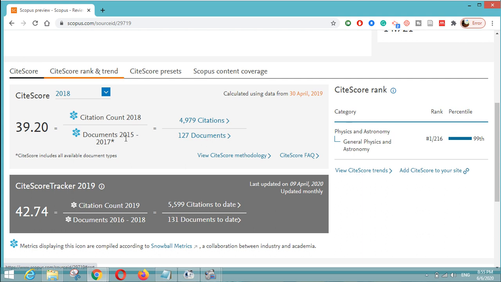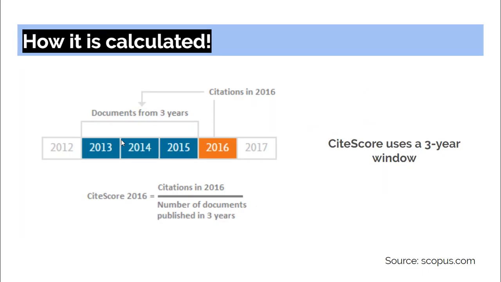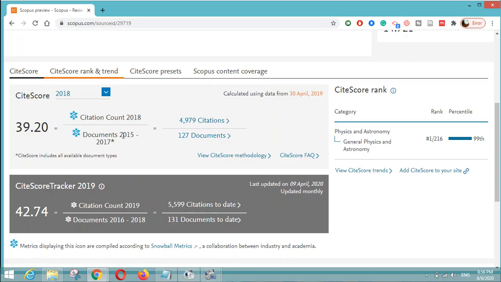in the years 2015, 16 and 17, which was in our formula: the SiteScore for this particular year will be divided by the number of documents published in the previous adjacent 3 years. So they have taken 2015 to 17. The total documents were 127, and 4979 divided by 127 gives you 39.20.